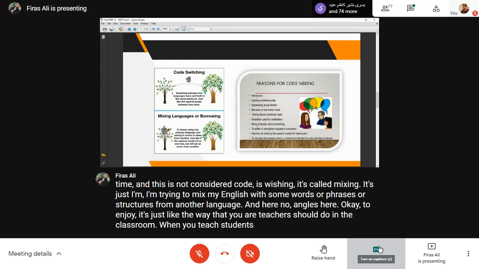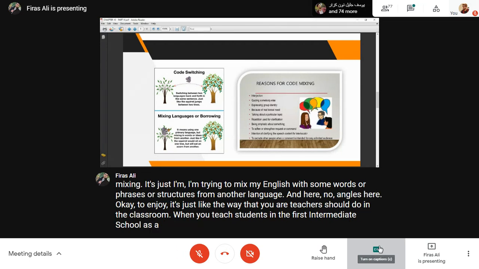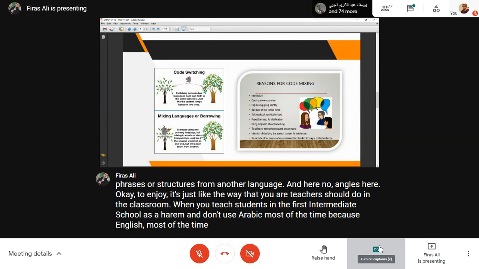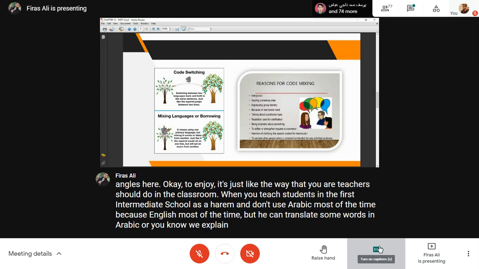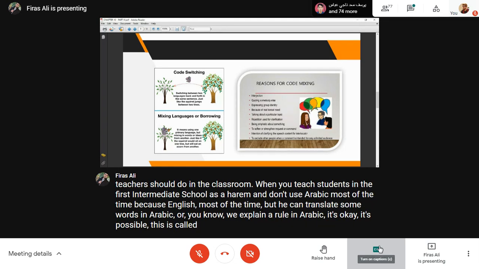Currently the fourth-stage students are not applying this, we advise them and tell them don't use Arabic most of the time. Use English most of the time, but you can translate some words in Arabic or re-explain a rule in Arabic. It's okay, it's possible. This is called code mixing.